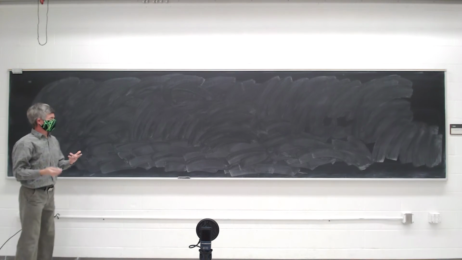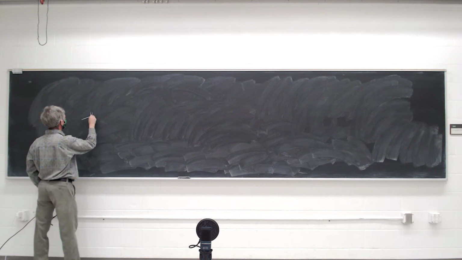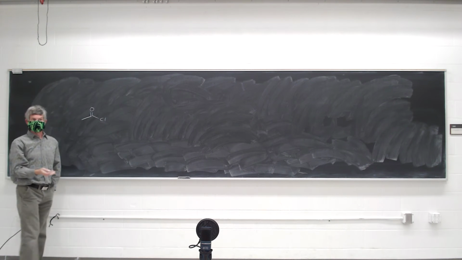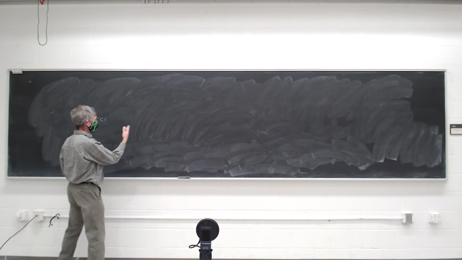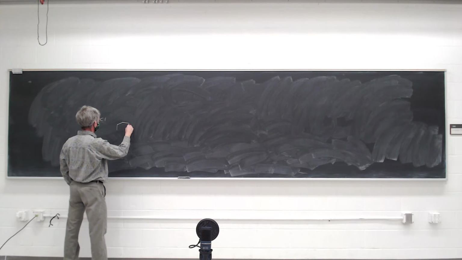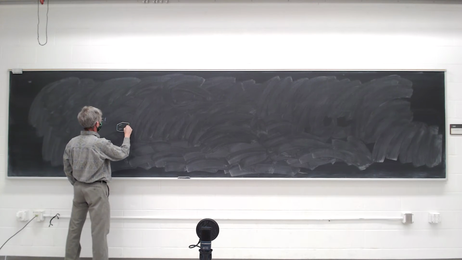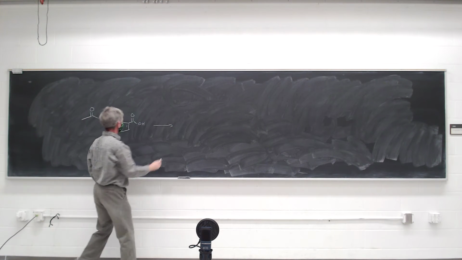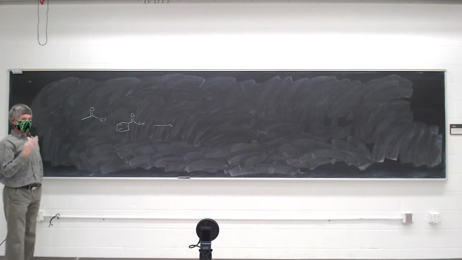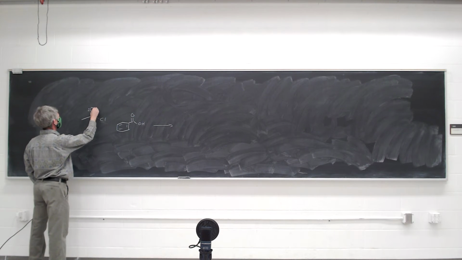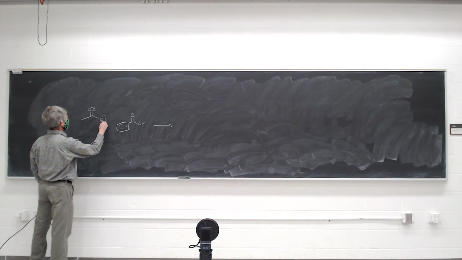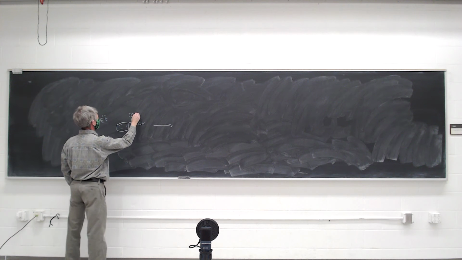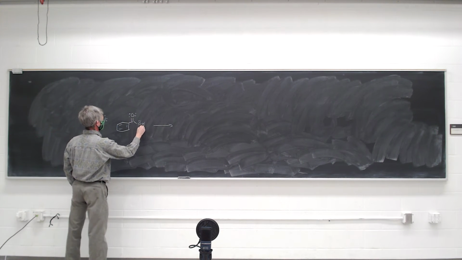So let's look at an example of an acid chloride. This acetyl chloride in this case is reacting with a carboxylic acid to form an anhydride. If you were asked for the mechanism of this, where would you begin?